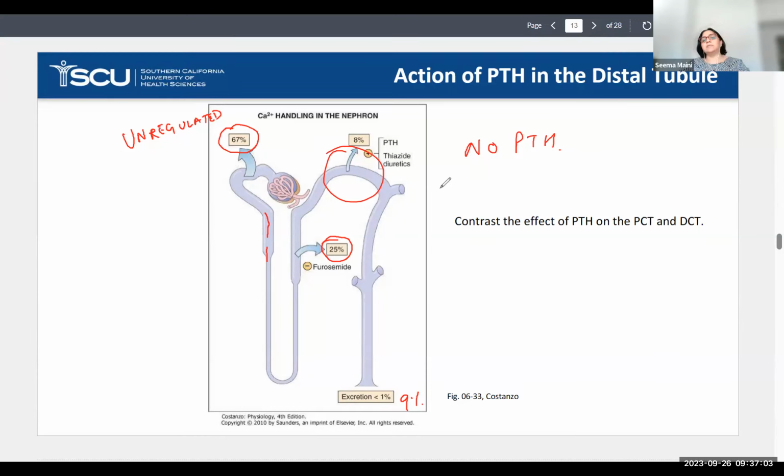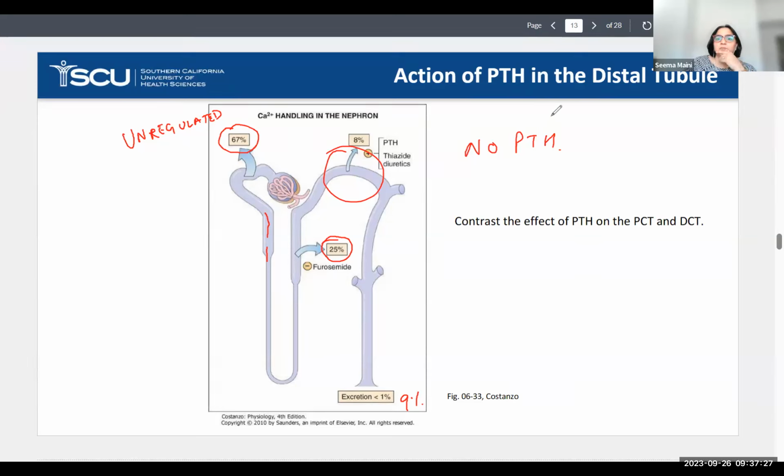That means parathyroid hormone, what is it doing? It's fine-tuning calcium reabsorption. It has its effect only on 8% reabsorption of calcium, and that's a lot. And if there is no parathyroid hormone, we'll be losing that extra. We were absorbing 100 milligrams.